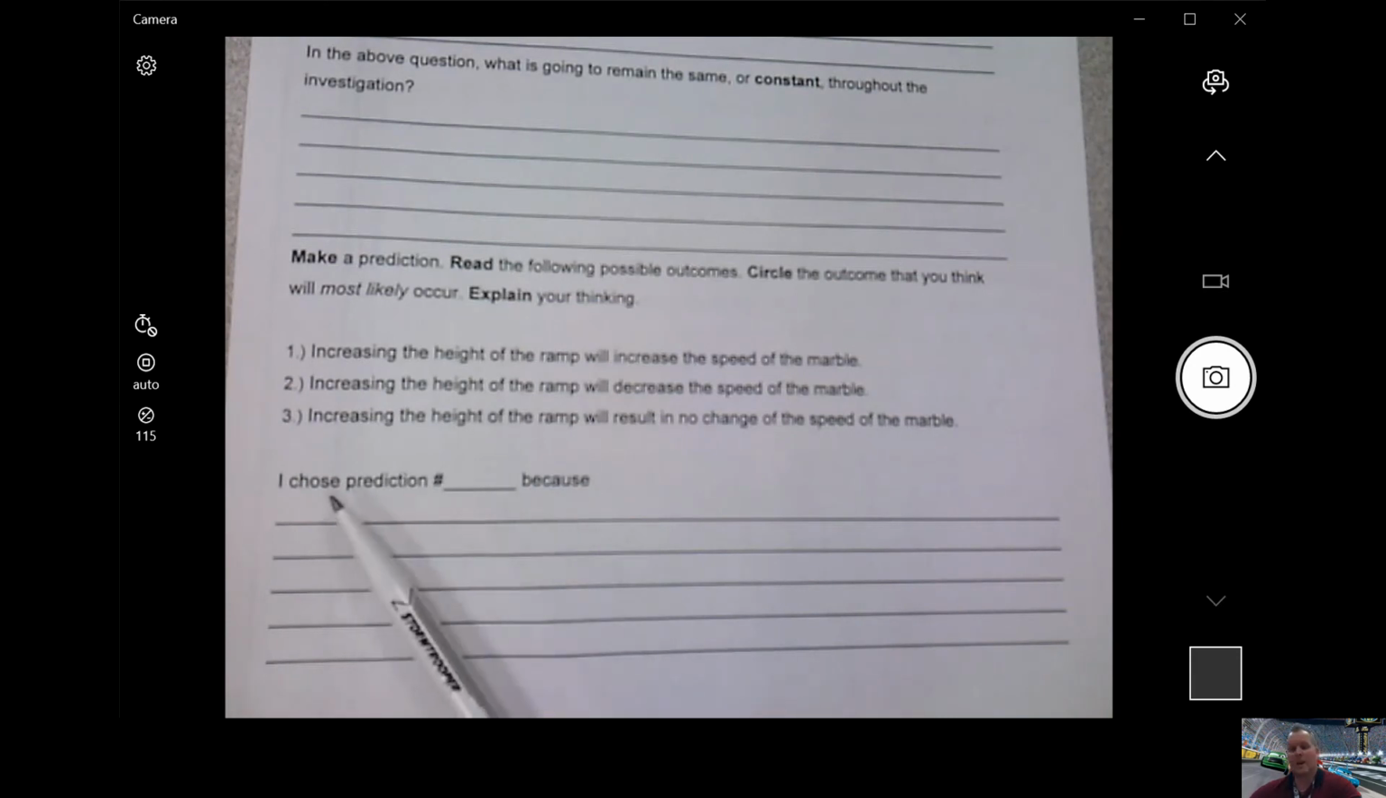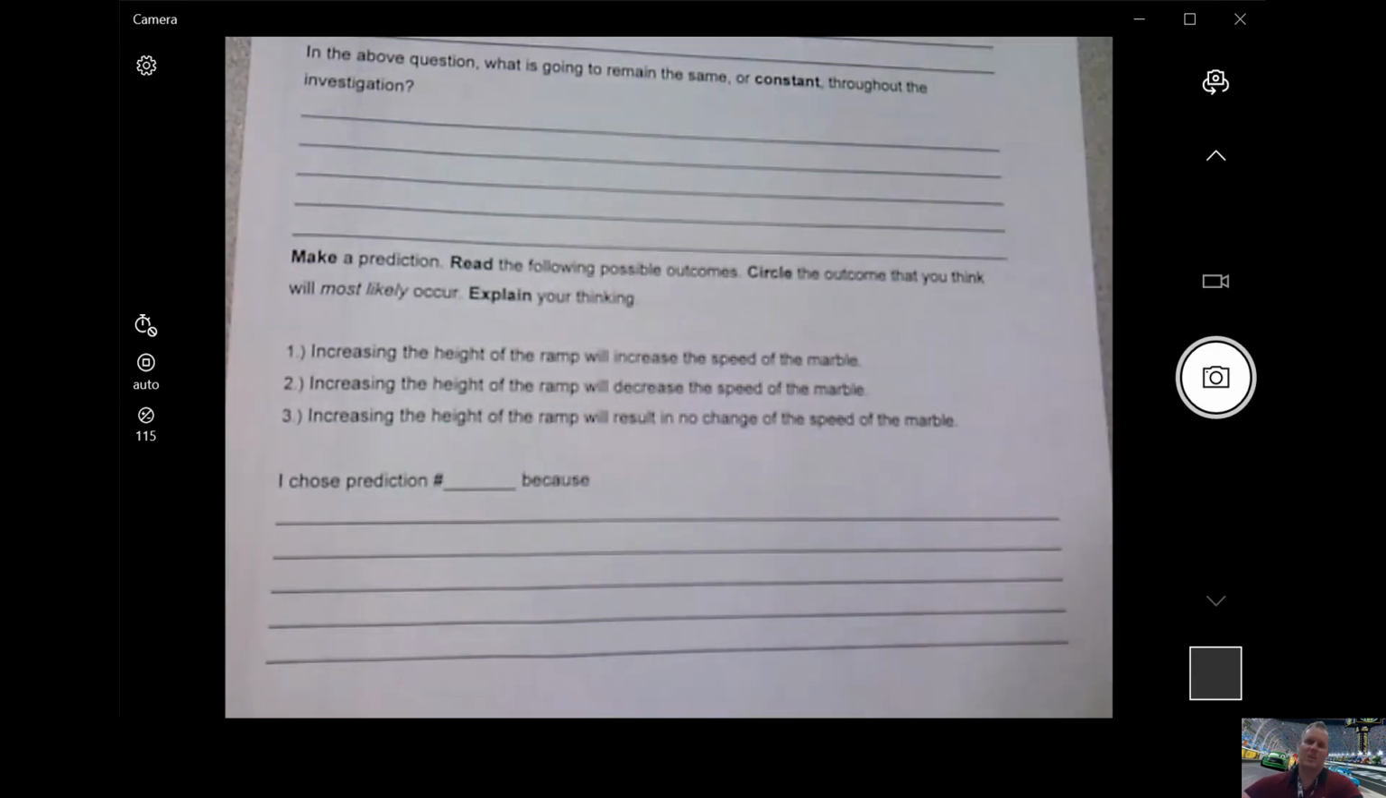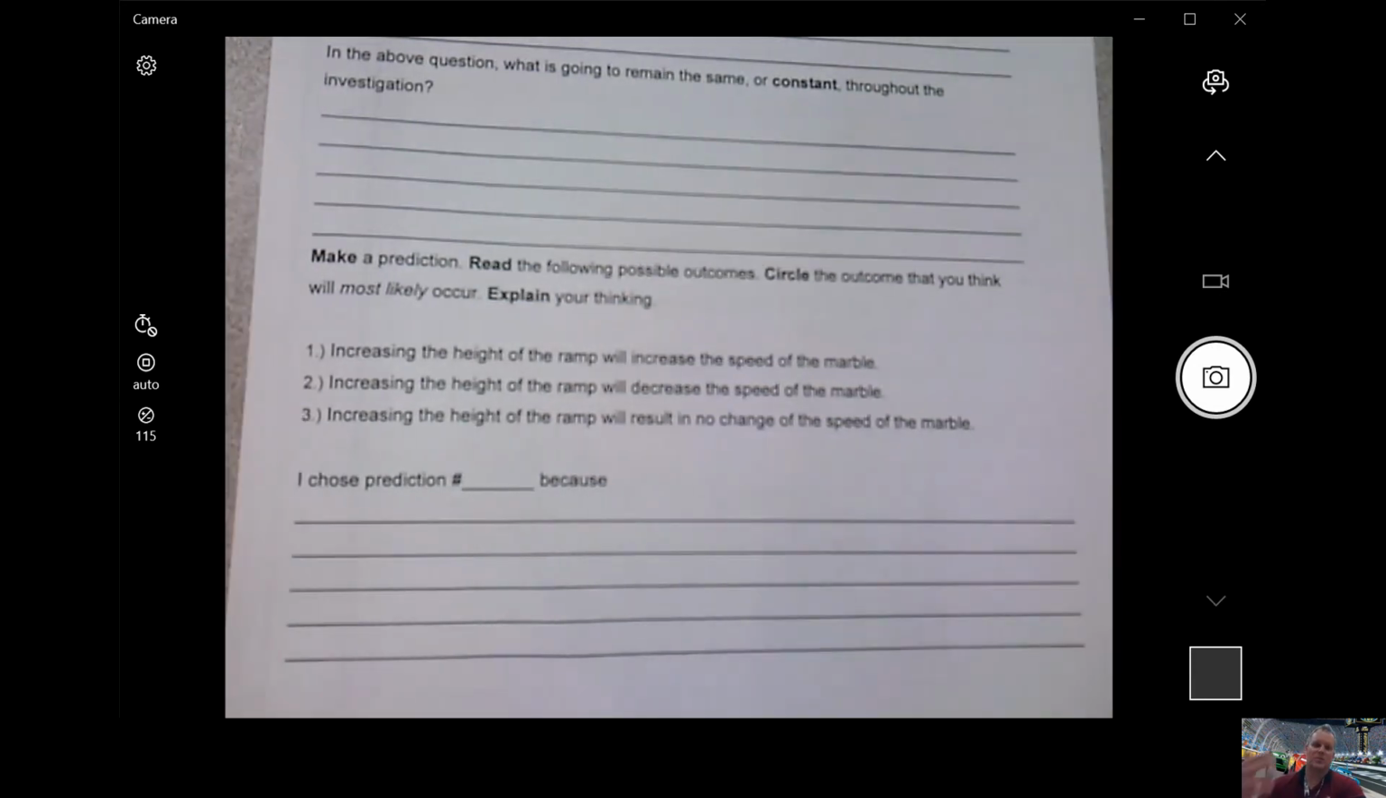The last thing that can happen is increasing the height of the ramp will result in no change in the speed of the marble. Maybe group 1 with 1 book, their marble went the same speed as group 2, group 3, group 4, group 5, group 6.